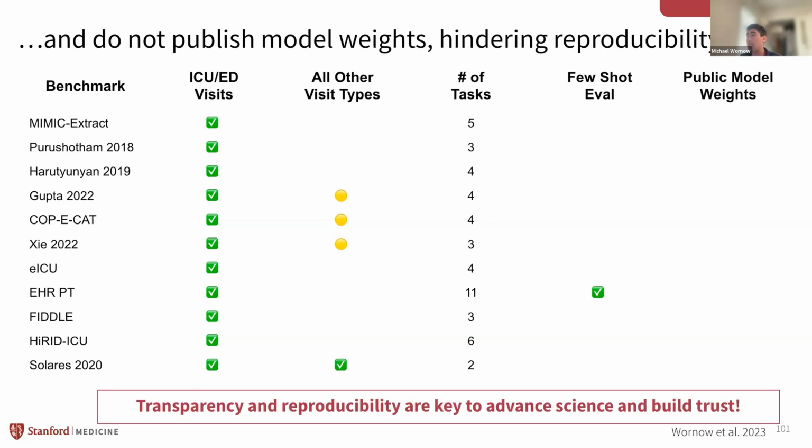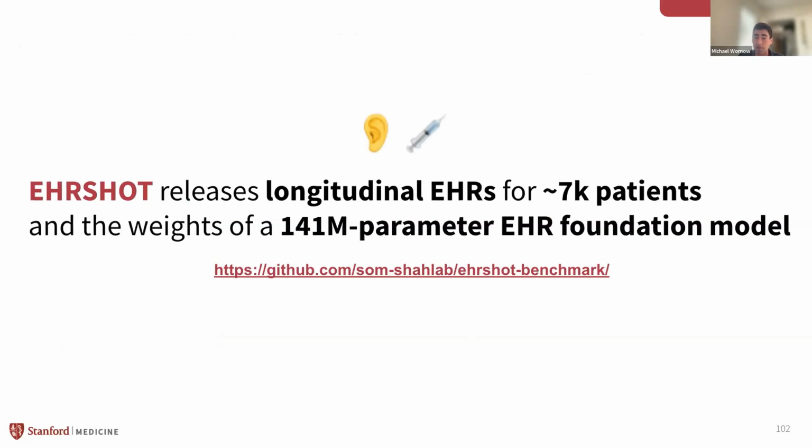And so to help address some of these issues, we recently released a new benchmark called EHR-SHOT, which I will now be shamelessly plugging for the next few minutes for people to go check out. Basically, EHRSHOT is a data set containing the full longitudinal EHRs of about 7,000 patients from Stanford Medicine, as well as the weights of a 141 million parameter foundation model that we pre-trained on 2.5 million patient records.